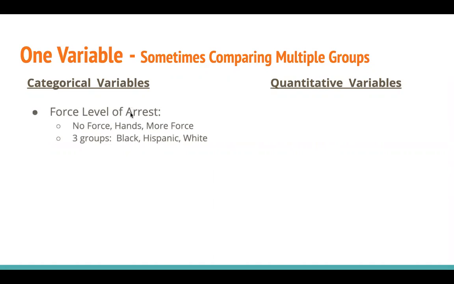So we looked at categorical variables. A few examples of problems we looked at: force level of arrest. There was no hands, hands, more force, and we looked at that for three groups, Black, Hispanic, and white. We looked at that from the Stop and Frisk program in New York City. We collected data in our class on your favorite elective class, whether it was art, PE, foreign language, tech, and music. Those are both examples of categorical variables.